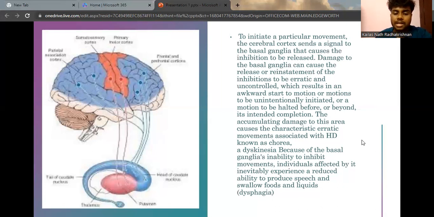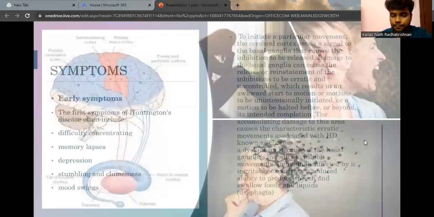The accumulating damage to this area causes characteristic erratic movements associated with Huntington disease known as chorea, which is dyskinesia. Because of the basal ganglia's inability to inhibit movements, individuals affected by it inevitably experience reduced ability to produce speech and swallow foods and liquids, which is called dysphagia.